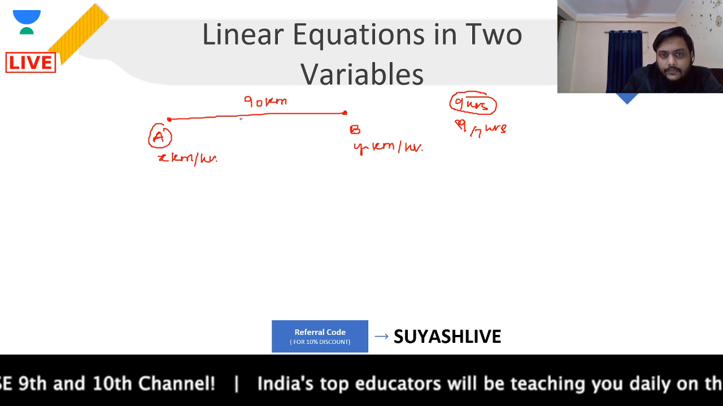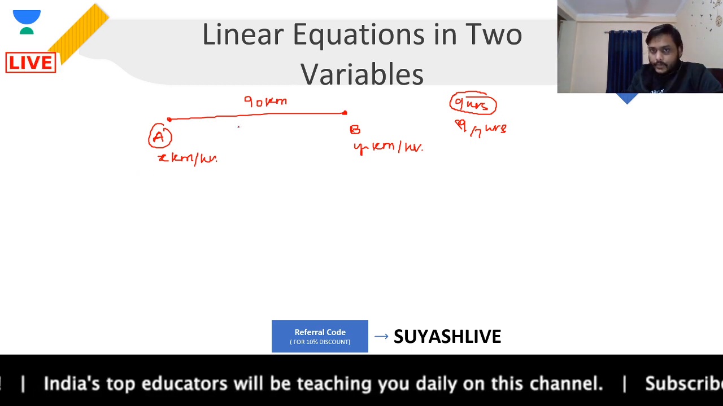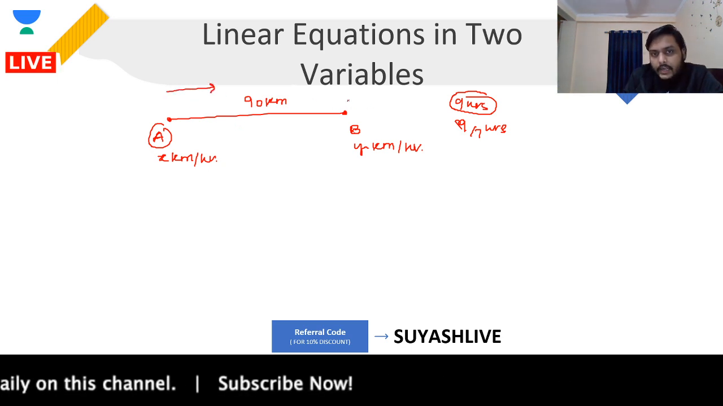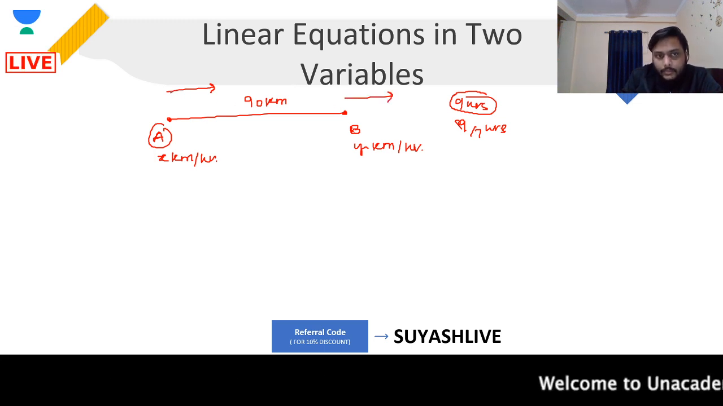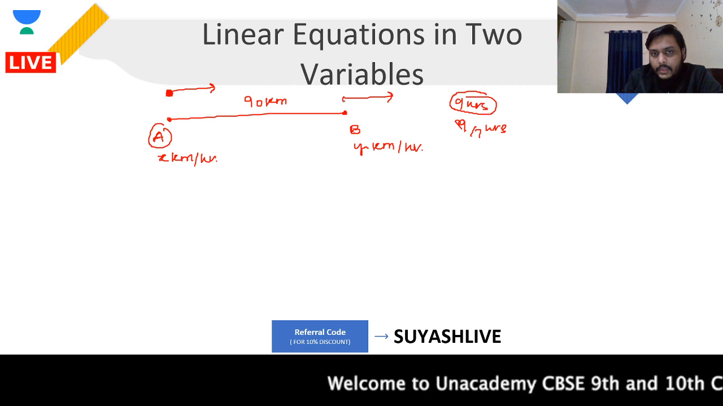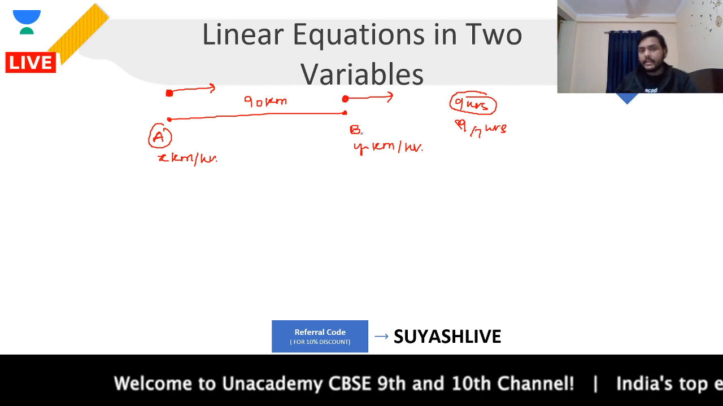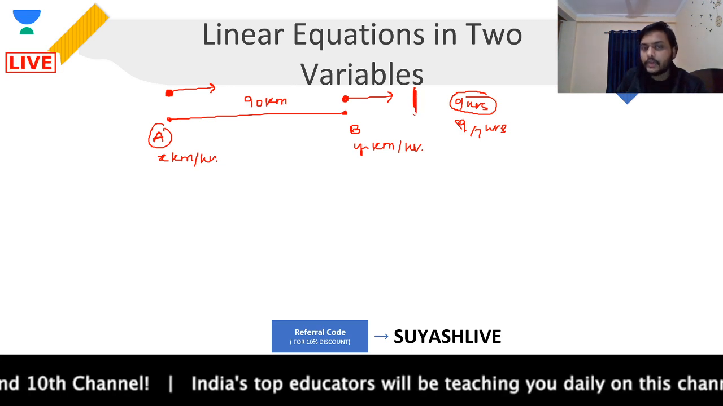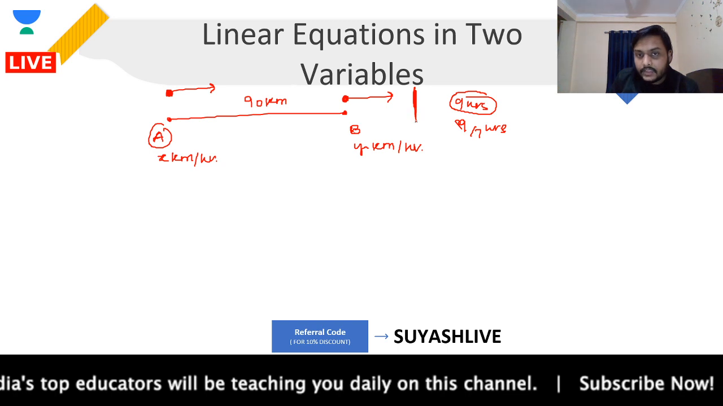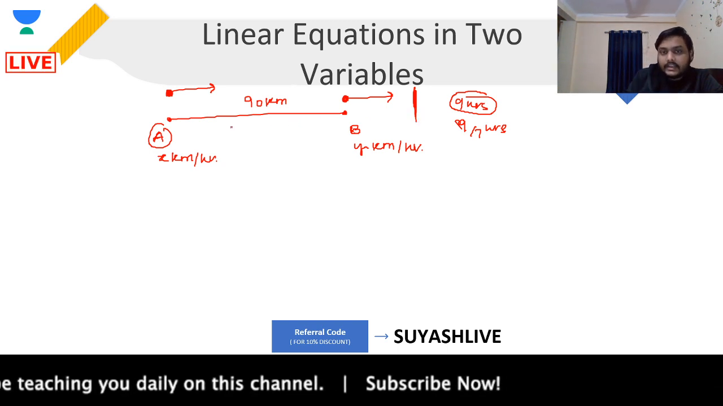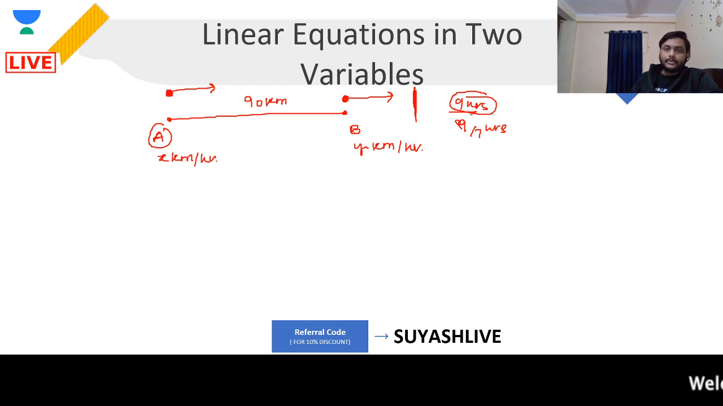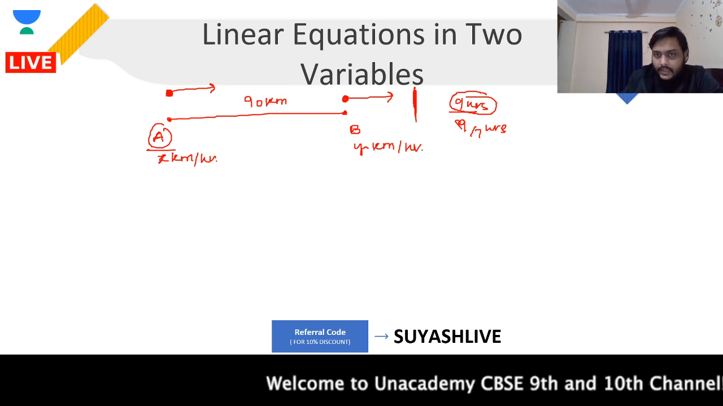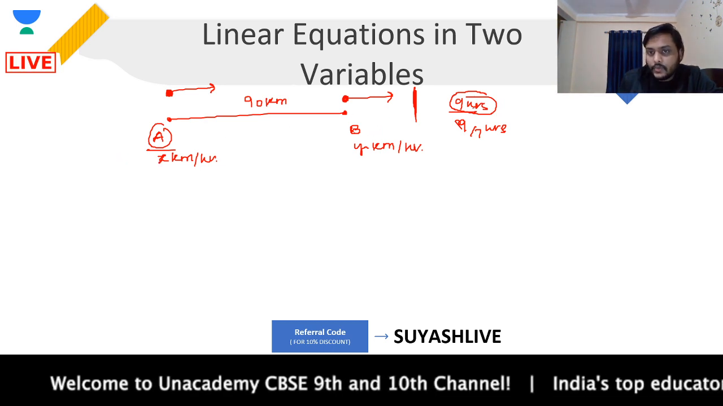I have been given that both the cars are moving in the same direction, which means my car A is moving in this direction and my car B is moving in this direction. If they are meeting at this point, then I can say, guys, that it is taking 9 hours for them to do this. The car at point A is moving for 9 hours with this speed, and the car at point B is moving for 9 hours at this speed.